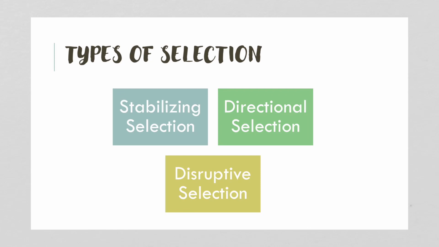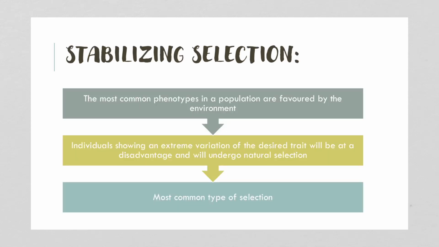There are 3 types of selection we're going to explore. One is called stabilizing selection, one is called directional selection, and one is called disruptive selection. In stabilizing selection, the most common phenotype in a population is favored by the environment. So if, for instance, curly hair was the most common, then that would be favored by the environment. You would see more curly-haired people. Individuals that show an extreme variation of the trait, so straight hair, would be at a disadvantage and would undergo natural selection.